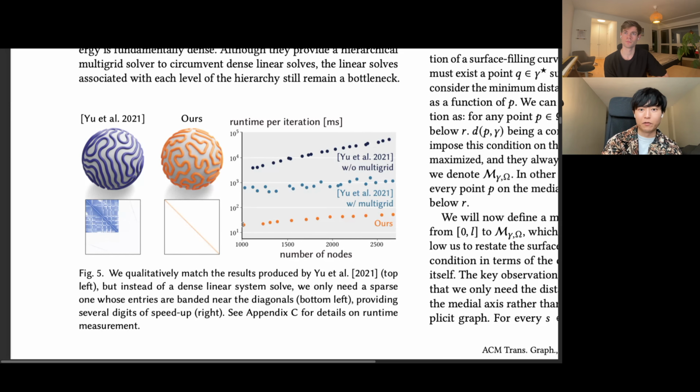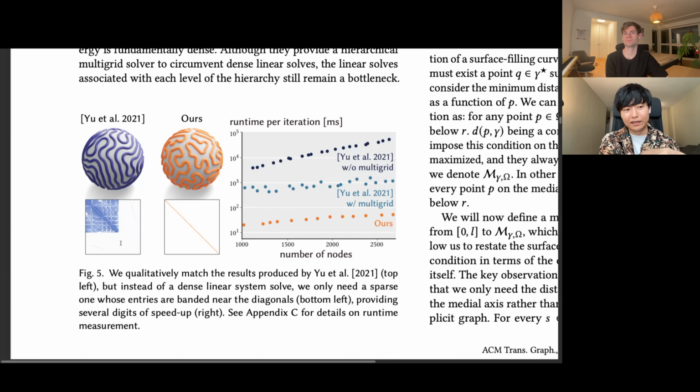So if the gradient direction can be derived using a sparse linear solve, then your descent direction computation will be really fast. As you can see on the left of this figure, we basically compare this with the repulsive curves paper.